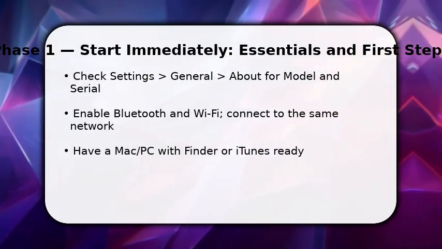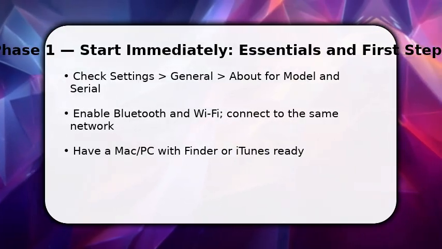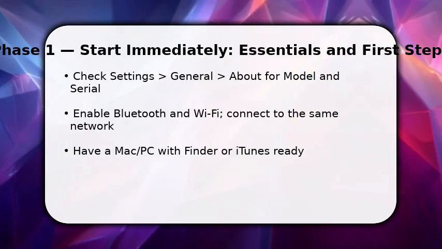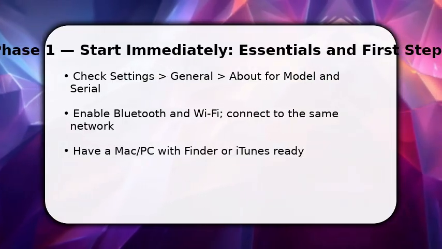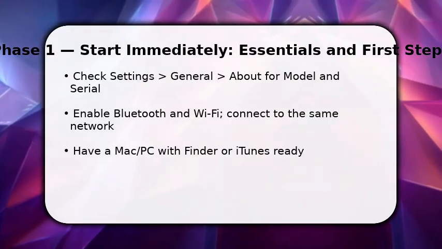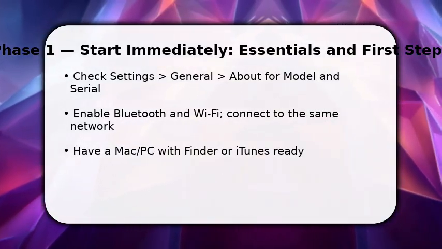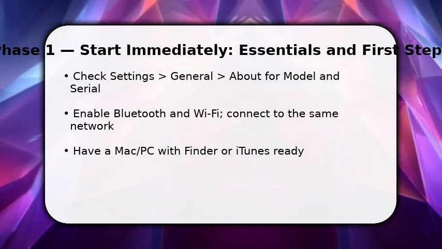Once done, make sure Bluetooth and Wi-Fi are on and the device is on the same network as your computer, because pairing reveals codes. Connect the iPhone to a Mac or PC with Finder or iTunes. That connection is the first actionable step to surface pairing and device codes. You're now ready to request the identifier from the system.